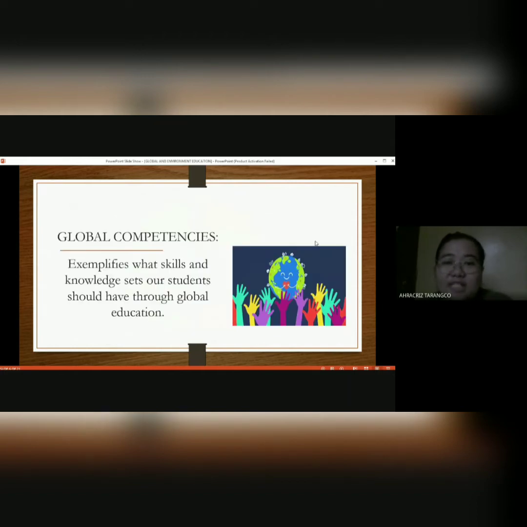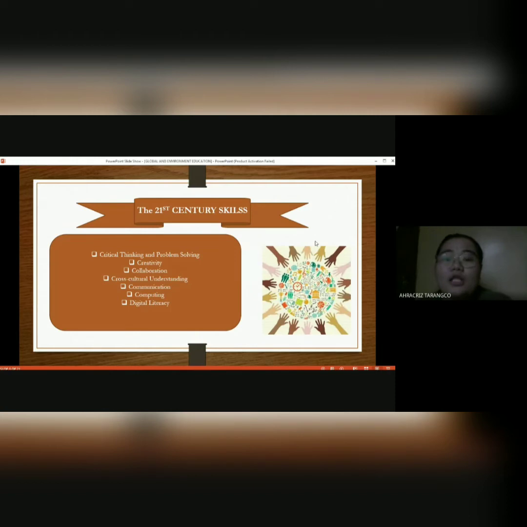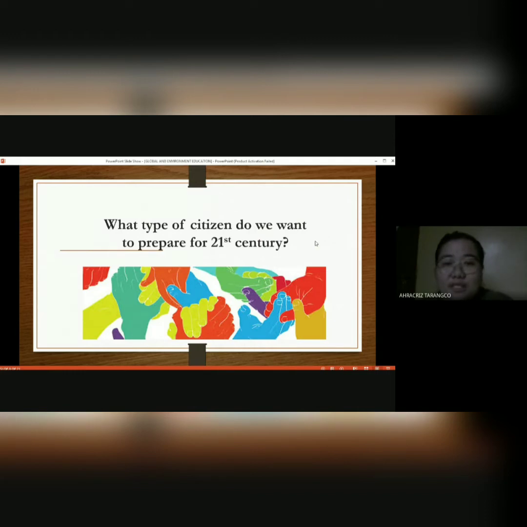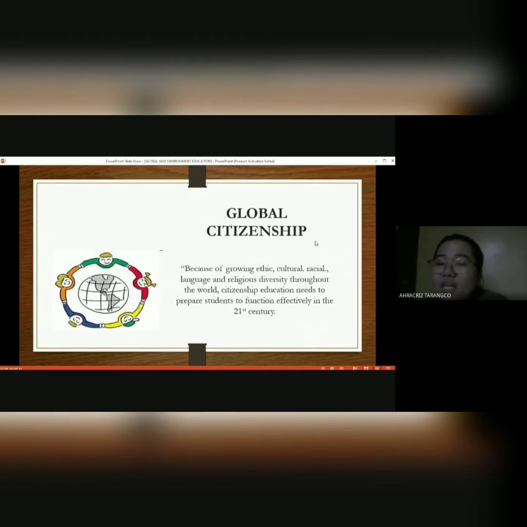The next one is global competencies. So global competency exemplifies what skills and knowledge our students should have through global education. The 21st century skills are critical thinking, problem solving, creativity, collaboration, cross-cultural understanding, communication, computing, and the last one is digital literacy. What type of citizen do we want to prepare for the 21st century? So, global citizenship, because of growing ethnic, cultural, racial, language, and religious diversity throughout the world. Citizenship education needs to prepare students to function effectively in the 21st century.